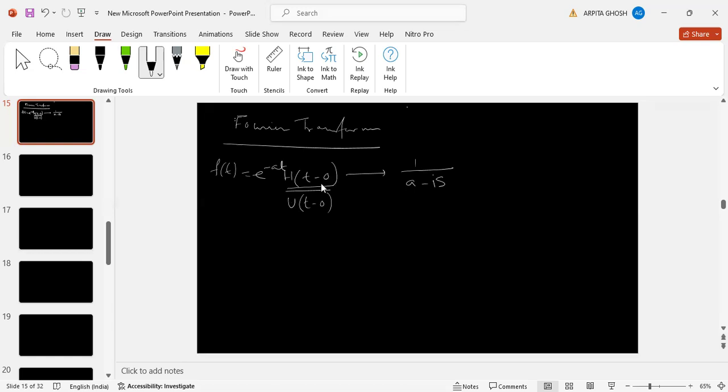What do you mean by H? What is the name of this function, H or U? What is the name of this function? Unit step, ma'am. Unit step function. What do you mean by unit step function, Monojit? What's the meaning of that?